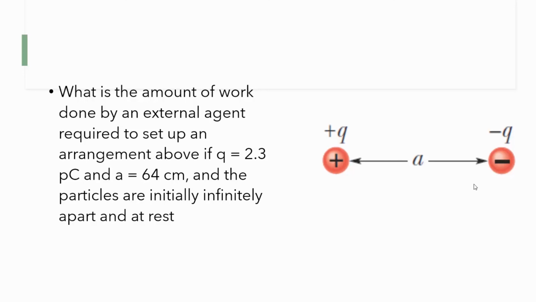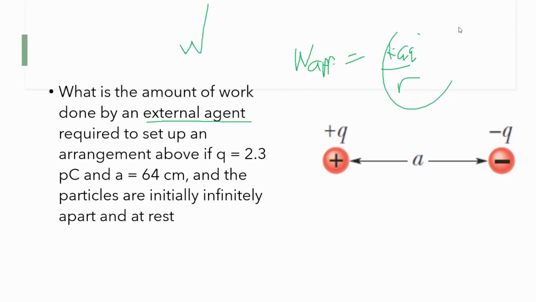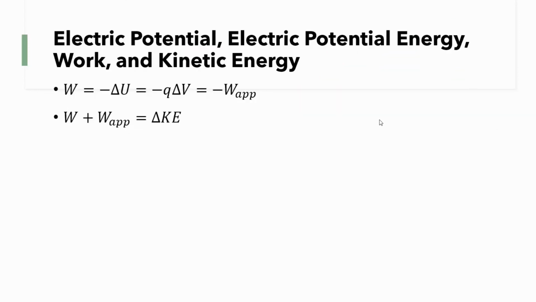What is the amount of work done by an external agent required to set up an arrangement above if Q equals 2.3 picocoulombs and a equals 64 cm and the particles are initially infinitely apart and at rest? So, amount of work by an external agent, yung formula is W applied equals kQq over r. So, yun lang. Plug in nyo lang sa formula and yun na yung sagot. Identify nyo kung work applied or work lang. Then, kunin mo lang yun sa formula.